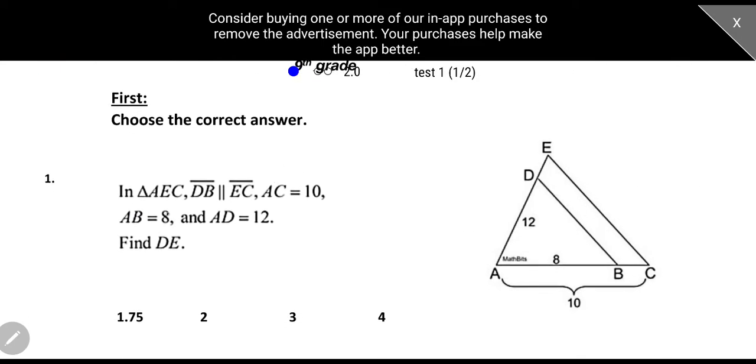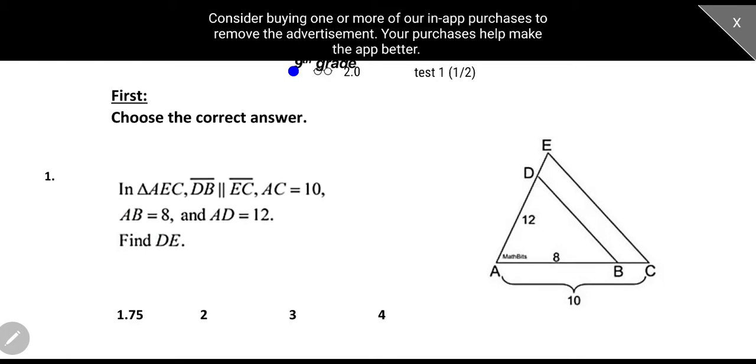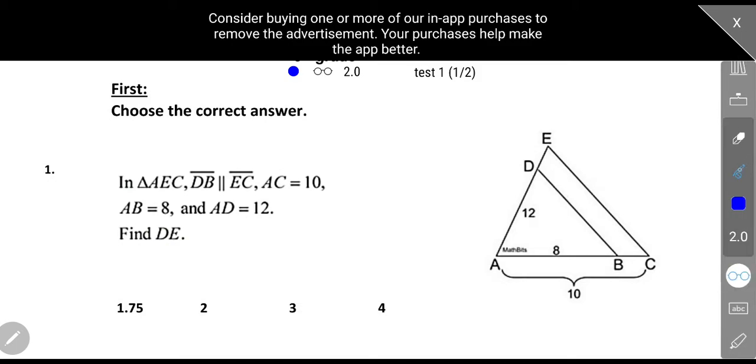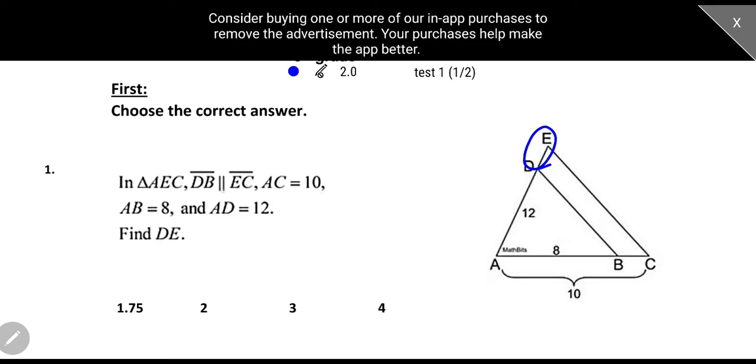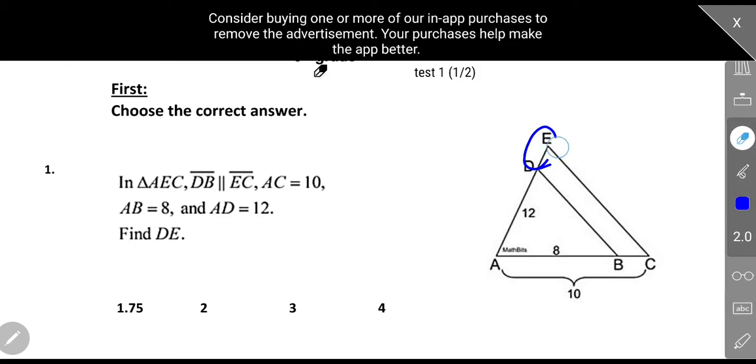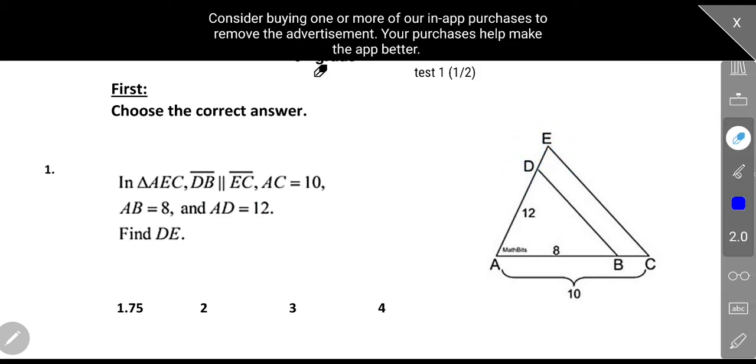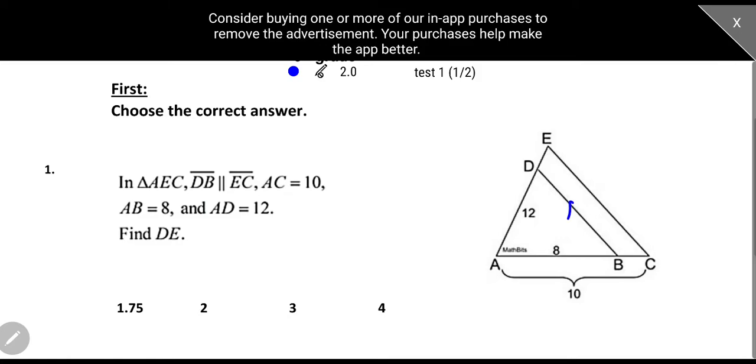Choose the correct answer. We have these two triangles and they gave me some things over there, and they are asking me to find DE, which is this one here. Now, what is given over here? DB, this one, DB, it's parallel with AC. And AC, this one all, is 10. And the short one, AB, is 8. And AD is 12. Find DE.